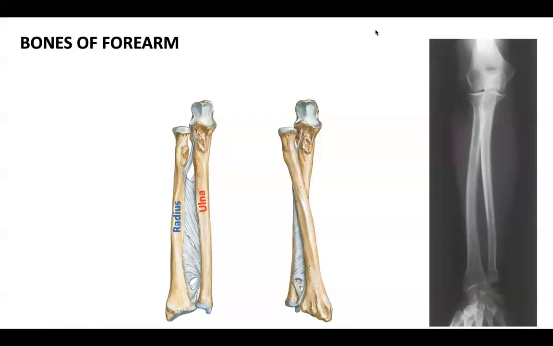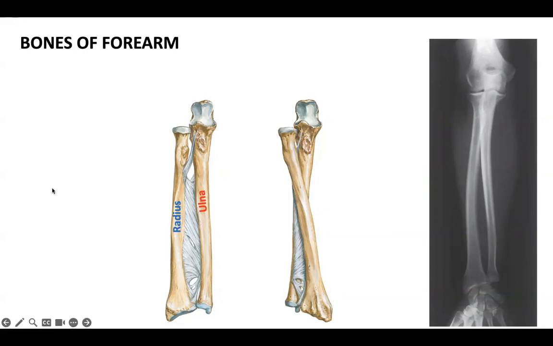Hi everyone. In this tutorial, I will be covering radius and ulna. They are bones of the forearm. They form the structural framework of our forearm. Radius and ulna are attached together by the interosseous membrane. This is a flat sheet of ligament, and it holds radius and ulna together.